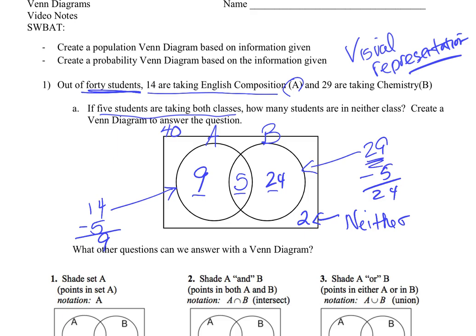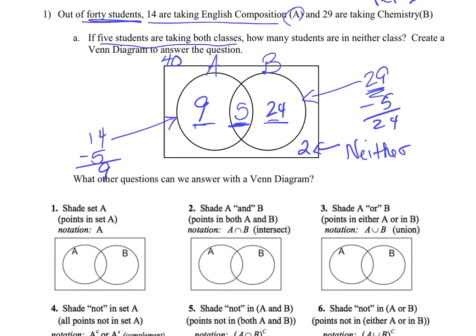Okay, that's what a Venn diagram is. So it's like a visual. You can see in the circle that there is a total of 14 in here. There's a total of 29, but you have to do a little math to figure it out.